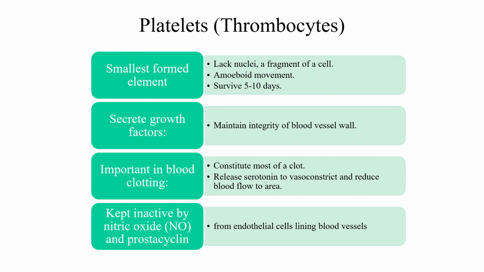They secrete growth factors that can help promote the healing of tissues by stimulating processes like angiogenesis, where we're developing new blood vessels, and collagen formation. They are very important in blood clotting. They constitute most of a clot, and they have the ability to release serotonin to vasoconstrict the blood vessel and slow down blood flow to that area. They are kept inactive by nitric oxide and prostacyclin when the tissue in the endothelium is healthy and intact.